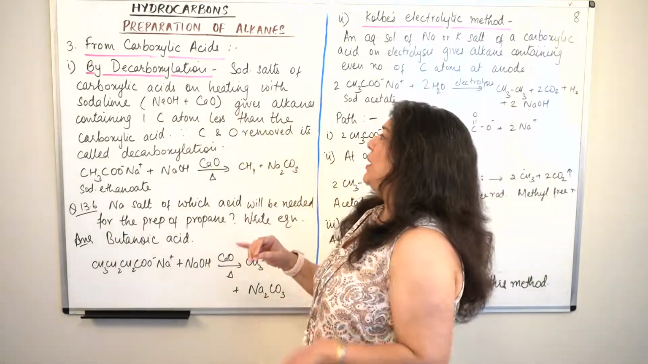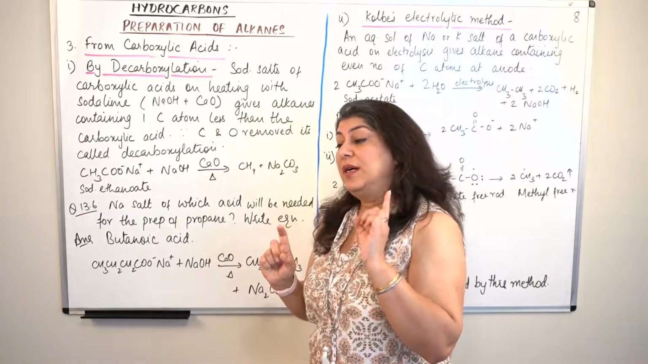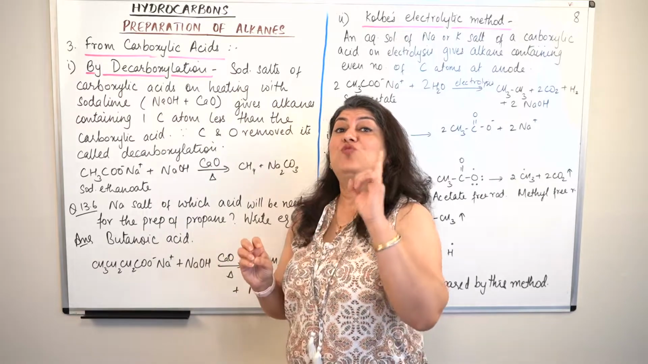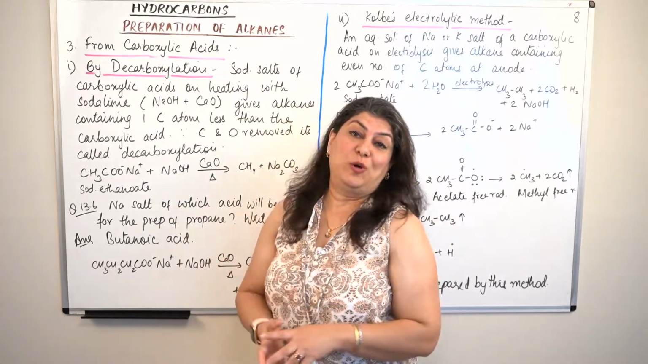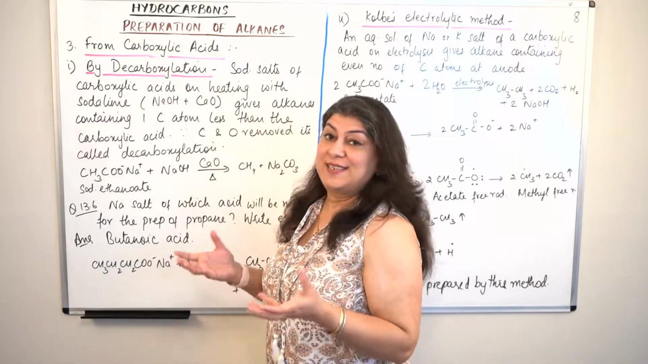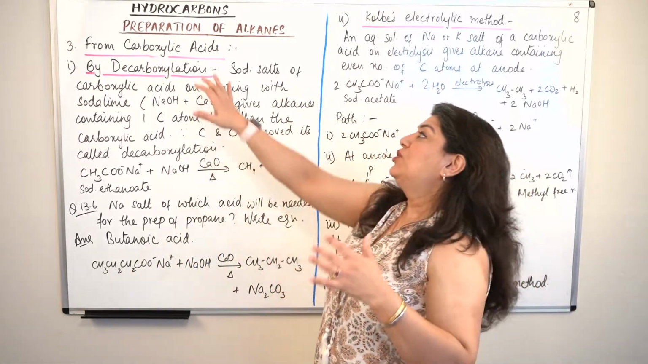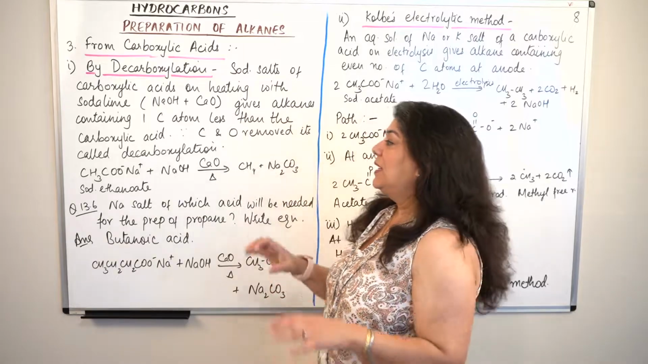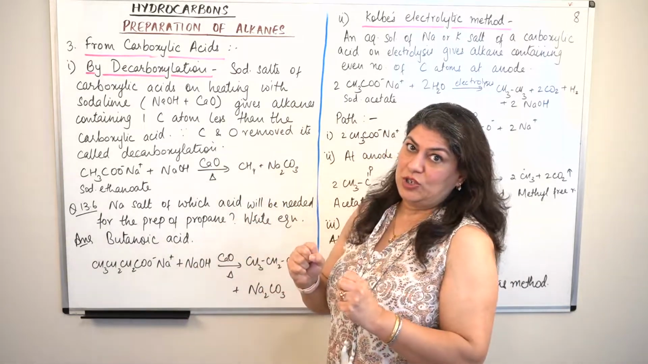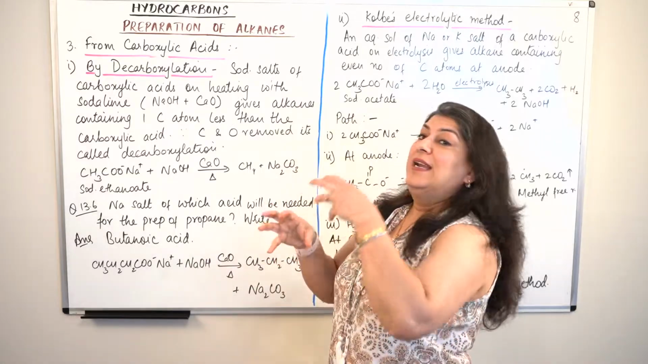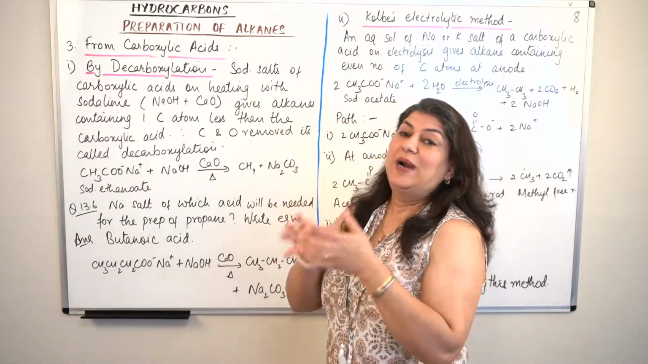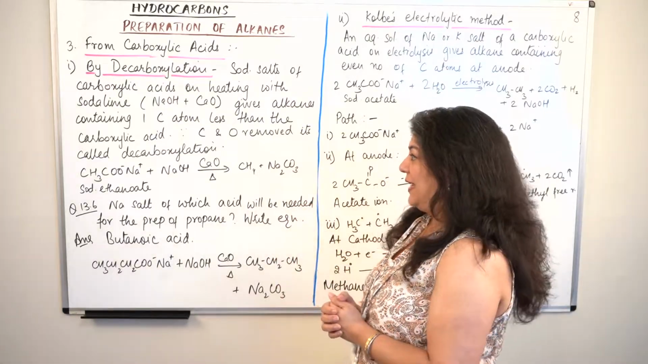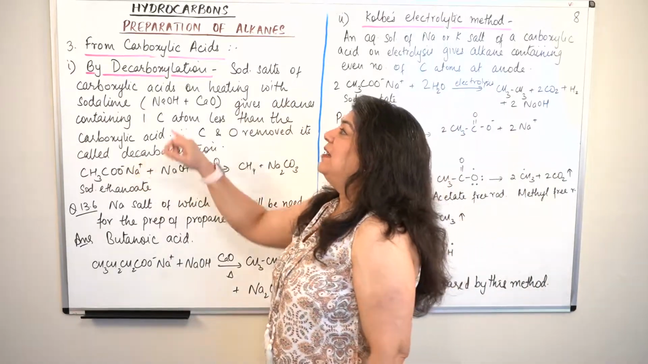So you heat it with soda lime and it gives alkanes, and the point that you have to remember is the alkane that is produced has one carbon less than the carboxylic acid or the sodium salt of the carboxylic acid that you started with. So since we are preparing it from carboxylic acids, you'll first turn the carboxylic acid into its sodium salt. Then you will use the sodium salt of that carboxylic acid. You'll make it react with soda lime. When it reacts with soda lime, it will give you an alkane which has one carbon less than the original carboxylic acid. We call this decarboxylation.